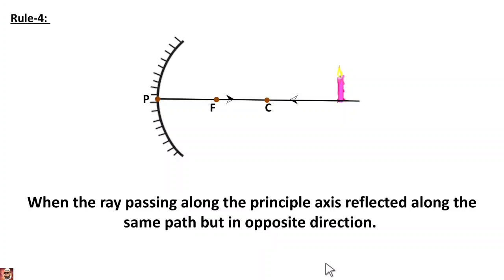Rule 4. When the incident ray is passing along the principal axis, then the reflected ray will travel in the same path but in the opposite direction. The only difference here is the direction. So that is rule 4. It says here, when the ray passes along the principal axis, the reflected ray goes along the same path but in the opposite direction.